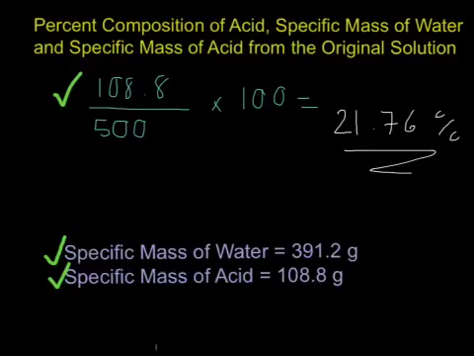Finally, you have to find the percent composition of the acid, the specific mass of water, and the specific mass of acid from the original solution. We already had these numbers, but it's important to recall them. So know that the specific mass of water is 391.2 grams, and the specific mass of the acid is 108.8 grams. To find the percent composition of acid, you put the total number of grams on the bottom, which is 500 grams, and then you put 108.8 grams at the top.